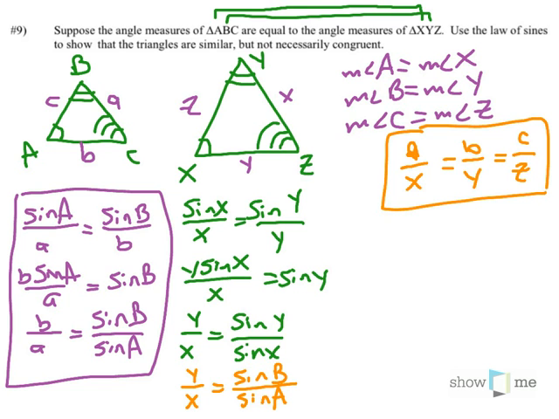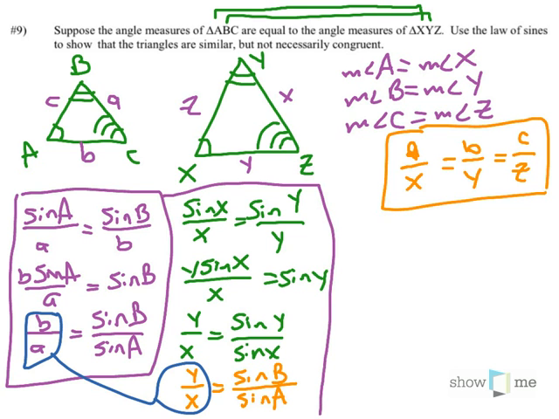By doing that, I'm then saying that b over a is equal to y over x, since sine of b and sine of a are the same. I'm going to come back to that. I'm going to use that. Almost finished with this problem-ish.